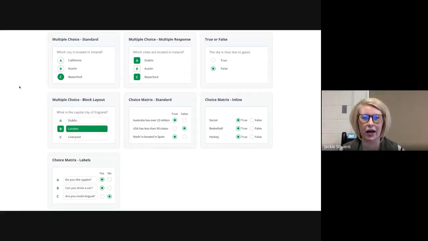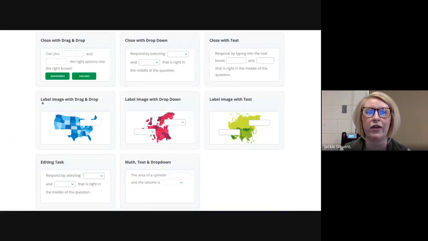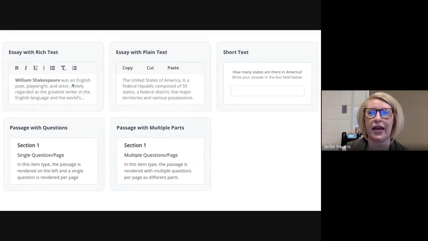And then the next few slides are just going to show you all the different question types that are available in Edulastic. So you have your traditional multiple choice, checkboxes, true false, just the image of how if you want the bubble in the word versus the block layout, all kinds of different things. Then you have drag and drops with a cloze sentence, cloze with drop down menus, cloze where they enter the text, labeling images, all right? And they have essay questions. They have the passage type questions where they have the passage on one side and the question on the other side.